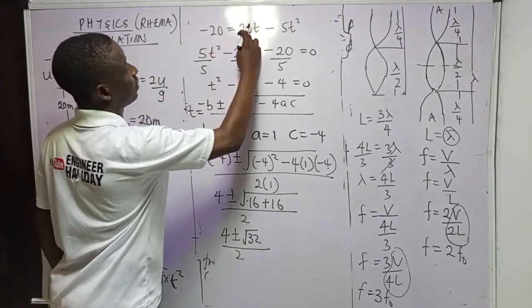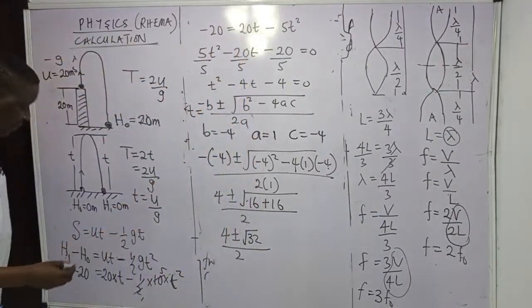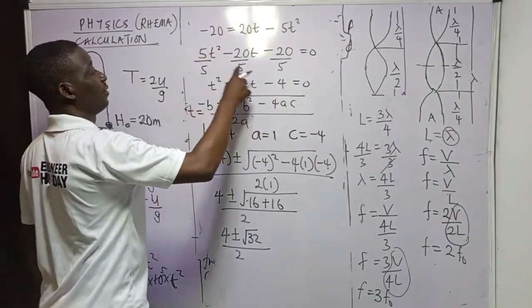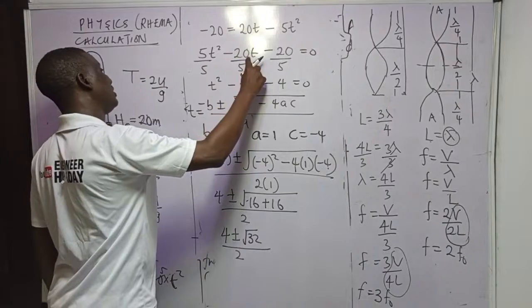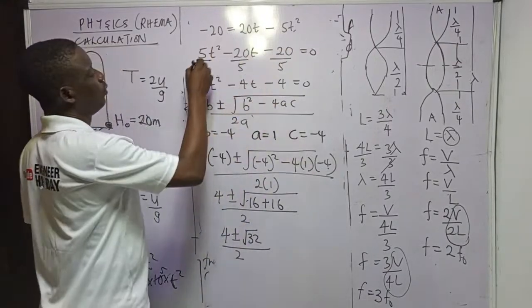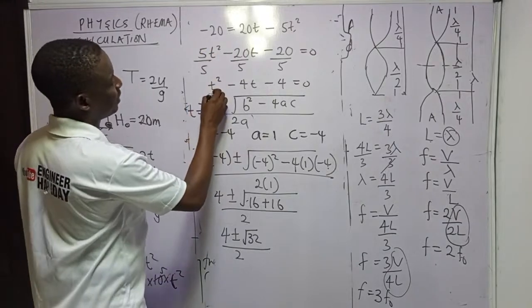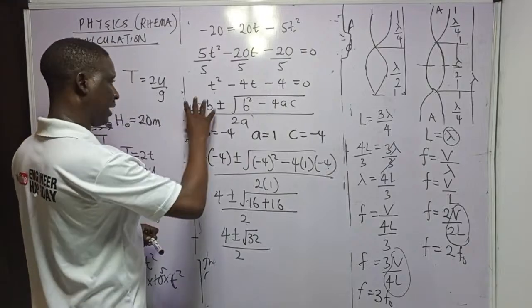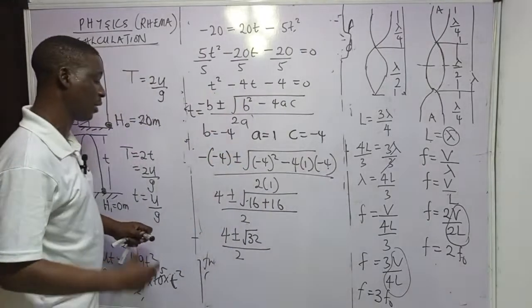Then collect like terms. This one will come here plus 5, then this one will come here, minus 20t plus 5t squared minus 20t minus 20. Then divide both sides by 5. I would have t squared minus 4t minus 4 equal to 0. So that's what we are going to have. Now we solve it quadratically, we are going to have this.